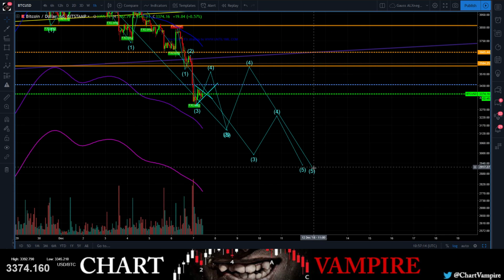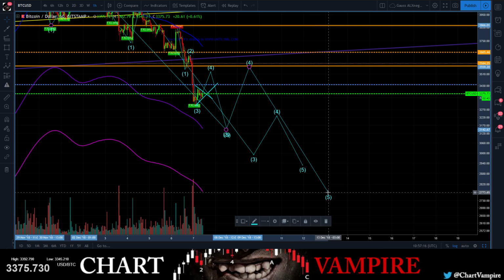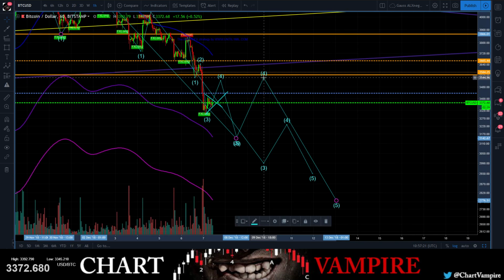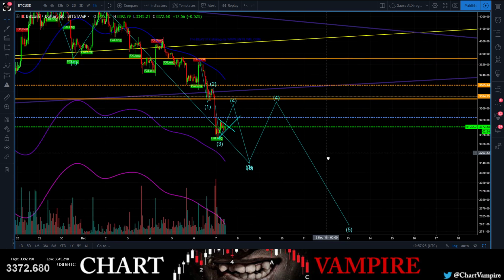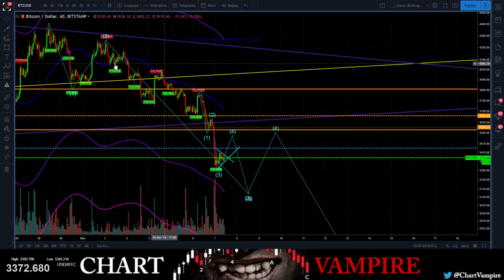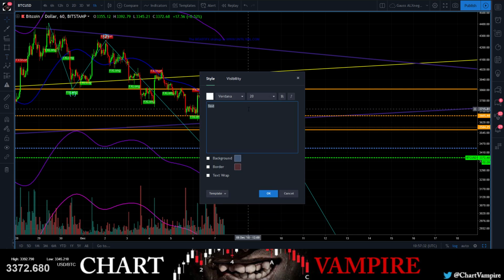Then coming down and testing our lower low, which could be all the way down here, 2,700. So yes, 2,700 would be my low count down there. So this is kind of what I'm thinking. Because this right here looks like an internal wave 1, 2, 3, 4, 5 of the wave 3.